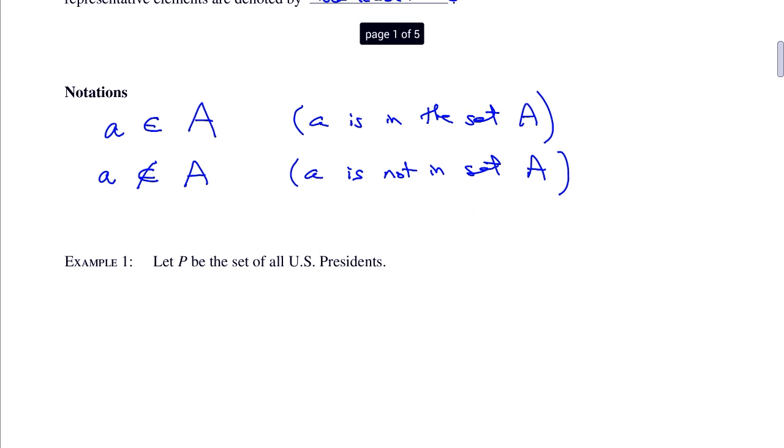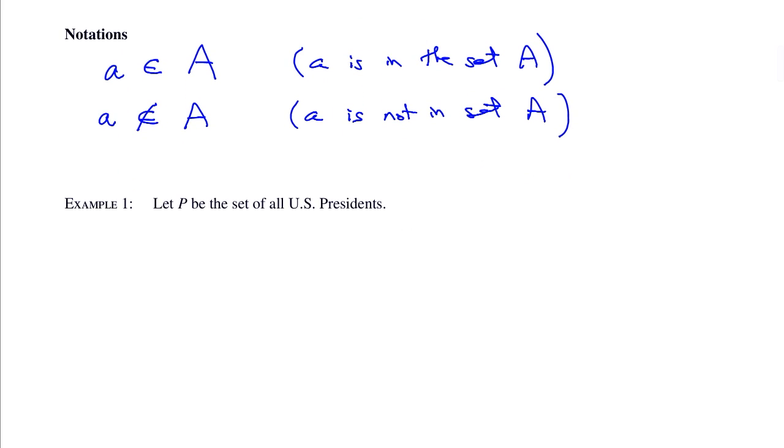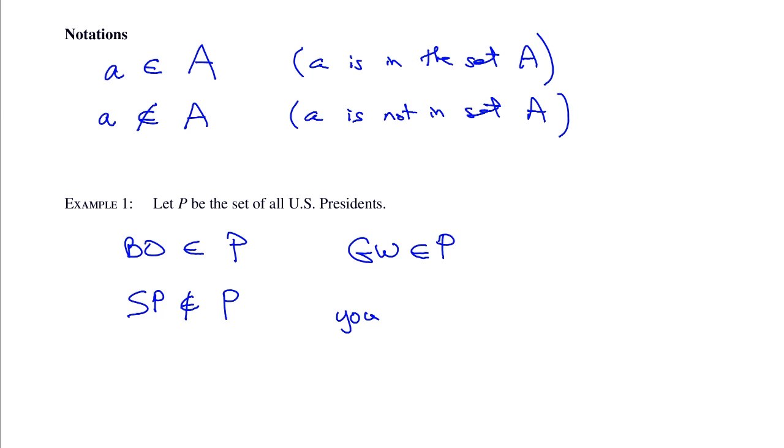And so let's look at this set here. Set P is the set of U.S. presidents. Who can name me one element in set P? Barack Obama is in set P. Who else is in set P? Yeah, GW is in set P. All right, name someone who's not in set P. Sarah Palin. Not in P. Who else? Me. You. Not in P.